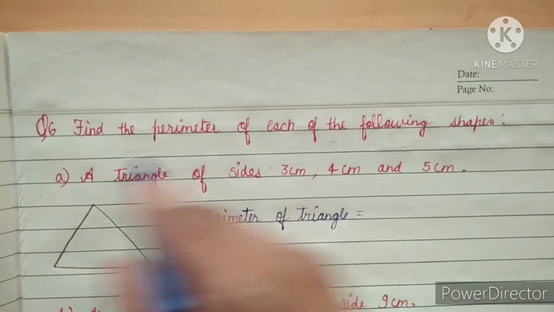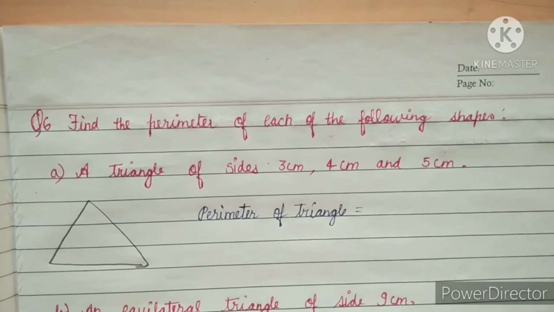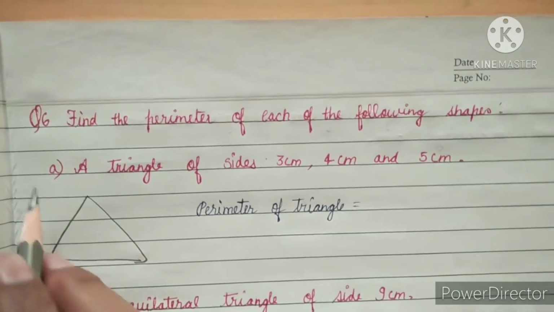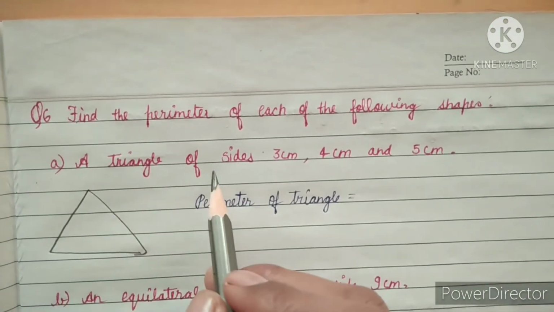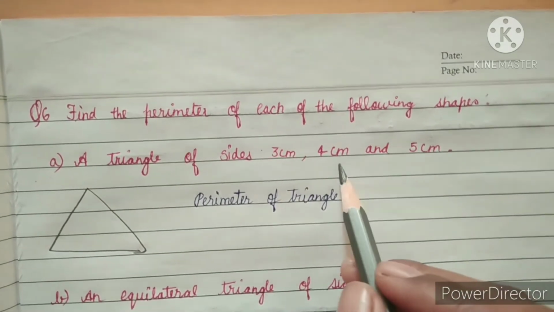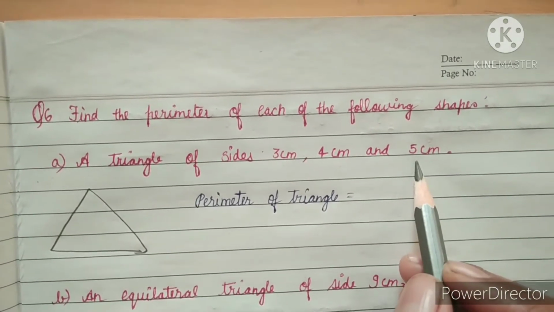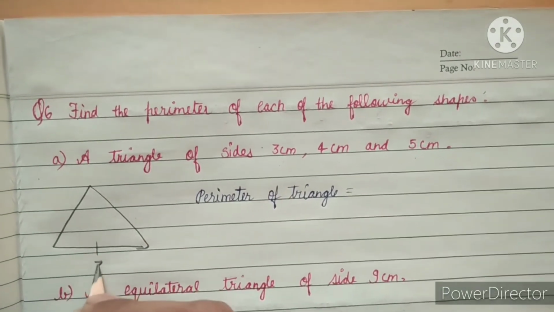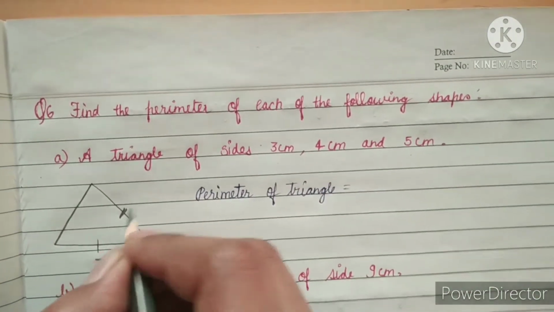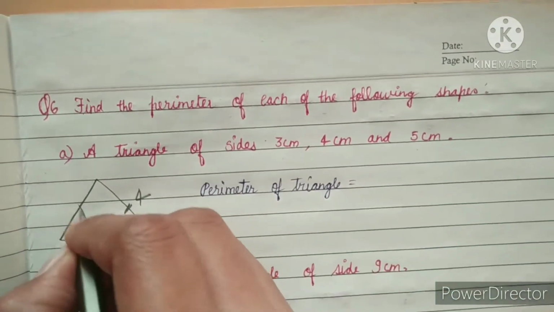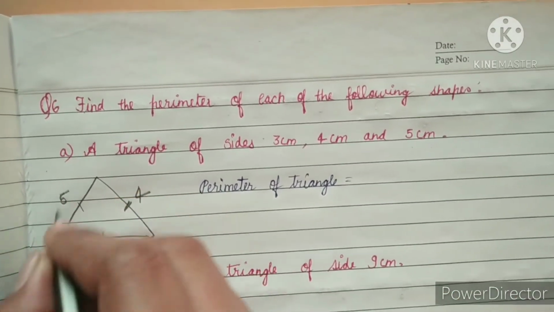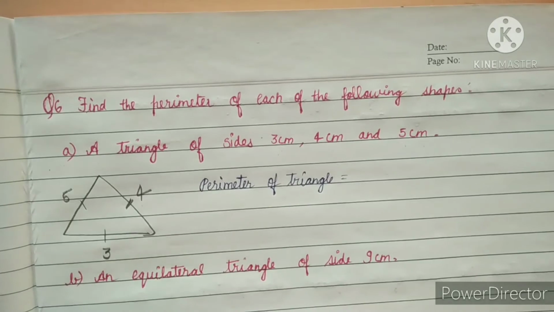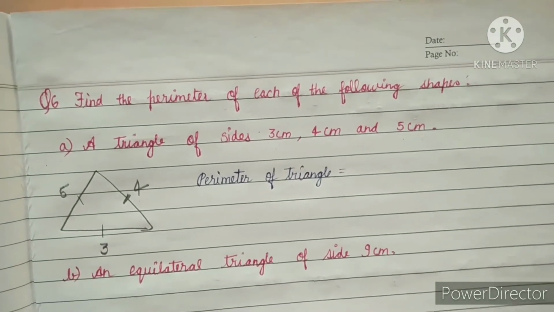Question number 6 is: find the perimeter of each of the following shapes. A is a triangle of sides 3 cm, 4 cm, 5 cm. So we have a triangle whose one side is 3 cm, second side is 4 cm and third side is 5 cm. This figure's perimeter we have to take out.